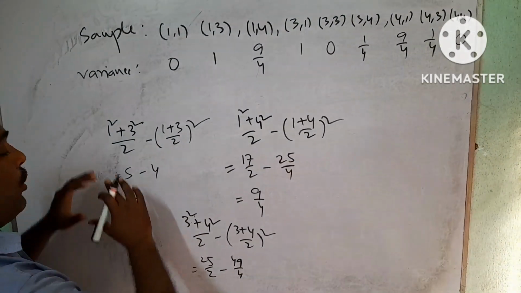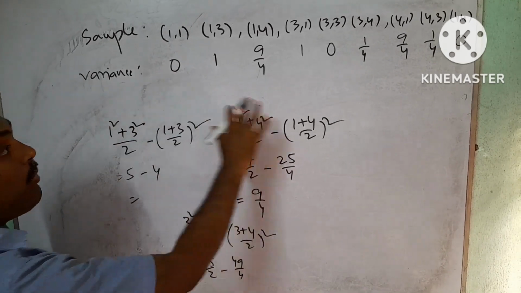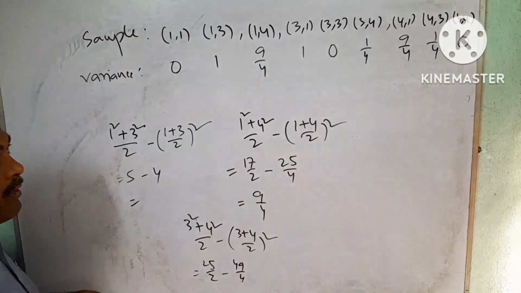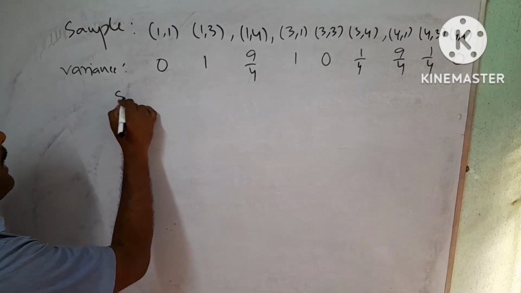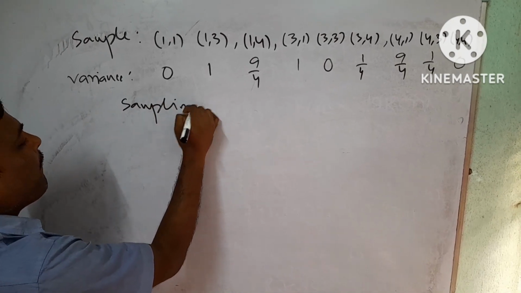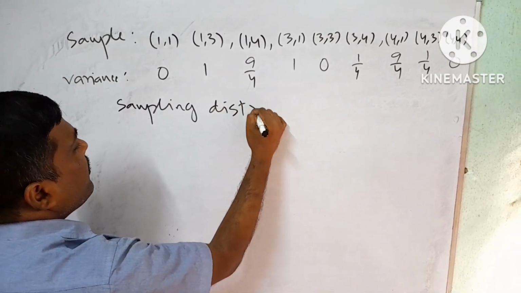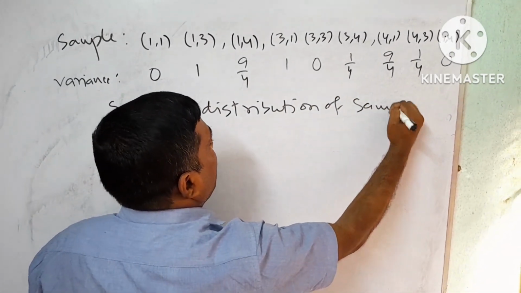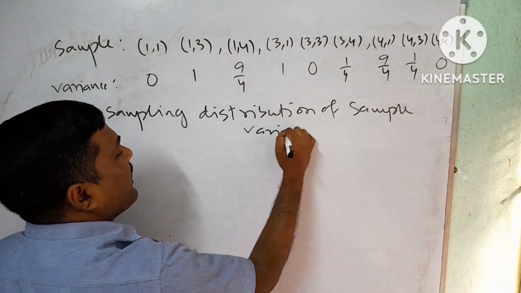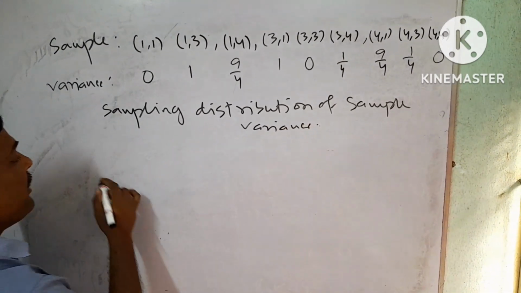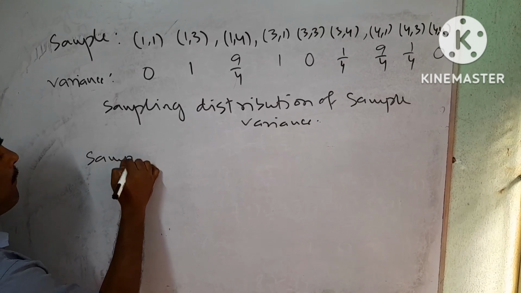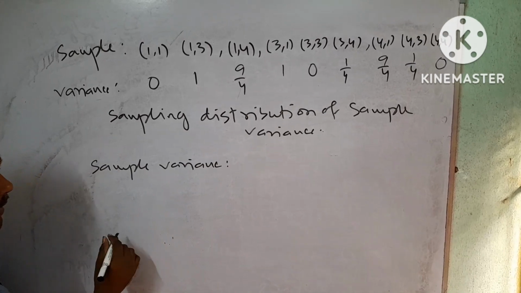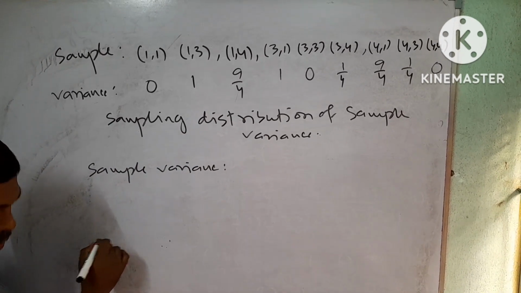Now we create the sampling distribution table for sample variance. Write the sample variance and here the probability mass.